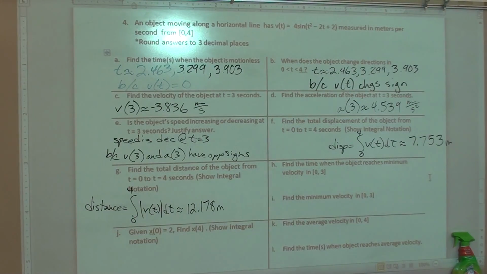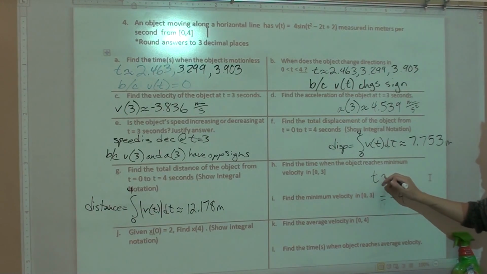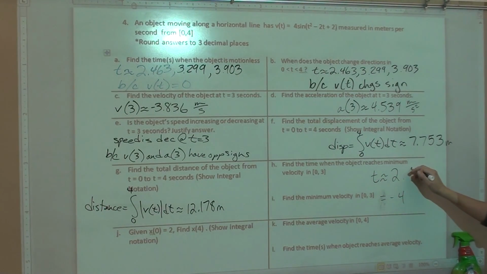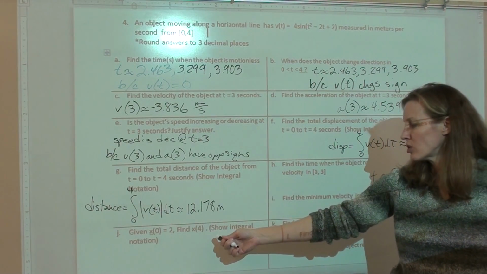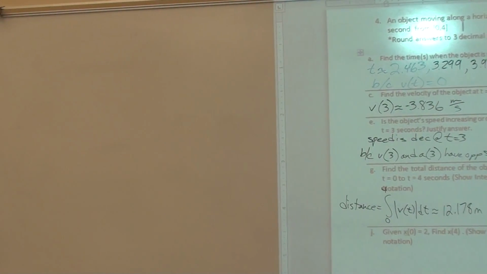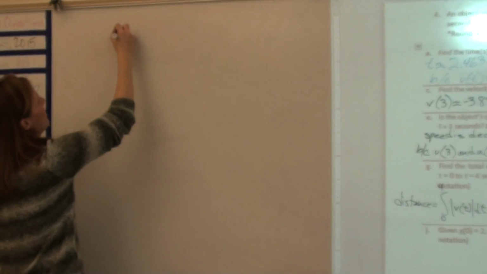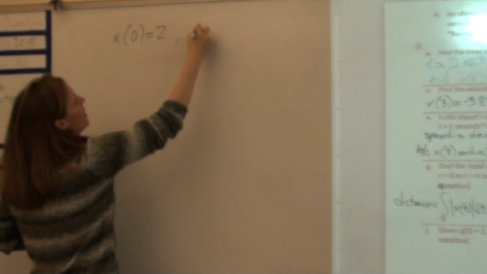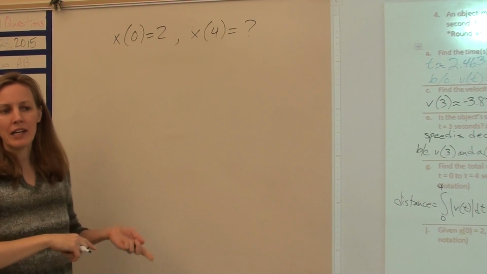All right, so minimum velocity is actually exactly -4, and it occurs at t equals around 2.927. Okay, this is the big one. So we have x of 0 equals 2, we want x of 4. I'm going to do this one over here on the board. We're given x of 0 equals 2, and we want x of 4. We have velocity. We need an antiderivative at one point.